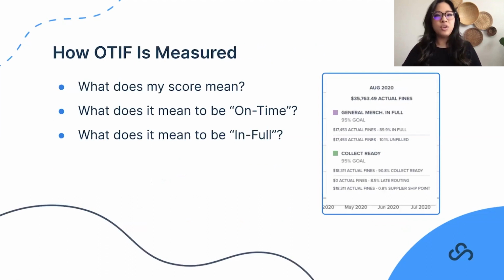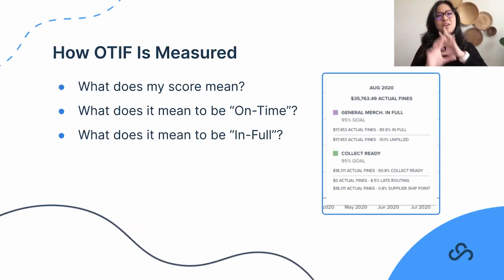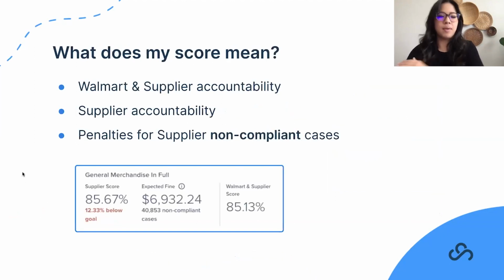Okay, so now that we understand at a high level how Walmart breaks out their OTIF accountability, we're going to start deep diving into each part of OTIF. So what does my score mean? What does it mean to be on time? And what does it mean to be in full? Okay, so first part is what does my score mean?